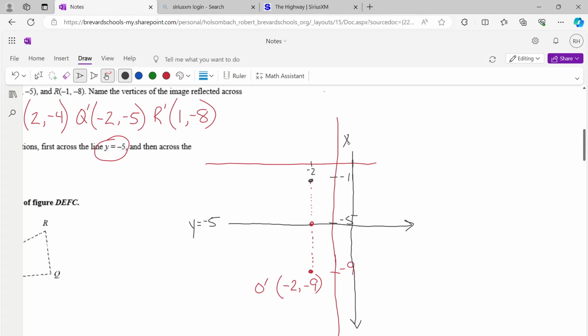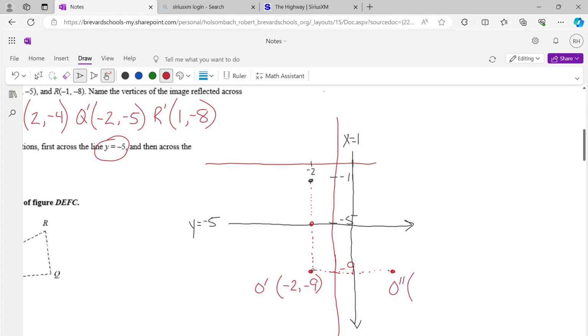That's our x equals 1. So we're going to be reflecting horizontally. So if this O prime is now at (-2, -9), its y value is going to stay the same, but its x value has to change. Its x value right now is 3 units from the line of reflection. So we need to go 3 more units to the right of the line of reflection. So where we end up is at O double prime.